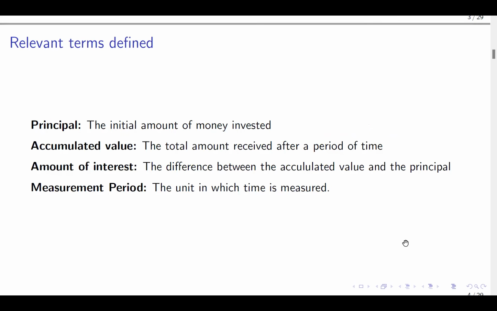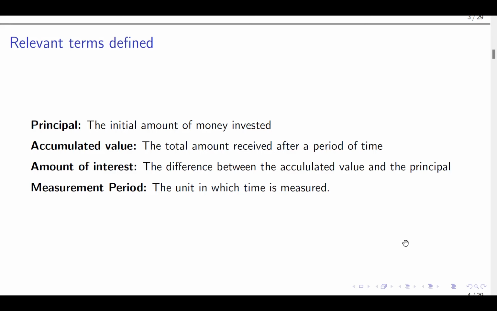Some relevant terms we want to look at. So what's the principal? The initial amount of money that's invested. Let's look at this in the form of you as an investor going to put your money into some form of investment. So the principal is the initial amount of money that you put in. Recently I bought a T-bill with the government in January. That amount of money that I used to buy the T-bill is my principal, because it's the initial amount that I am investing at the beginning of the investment.